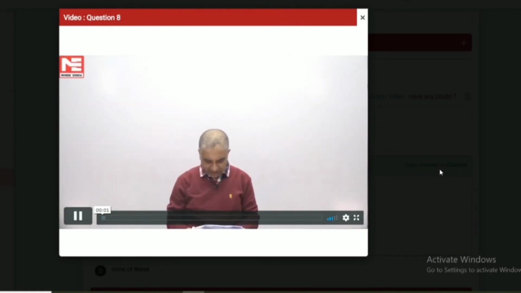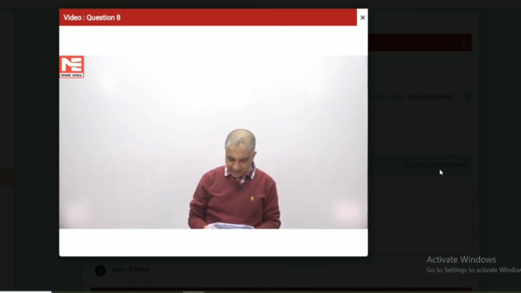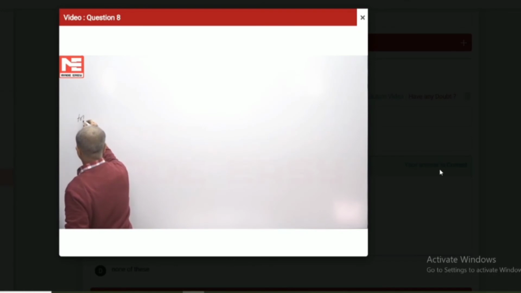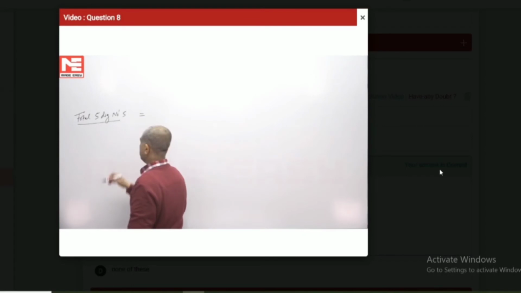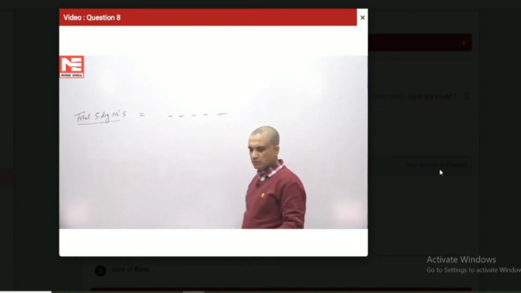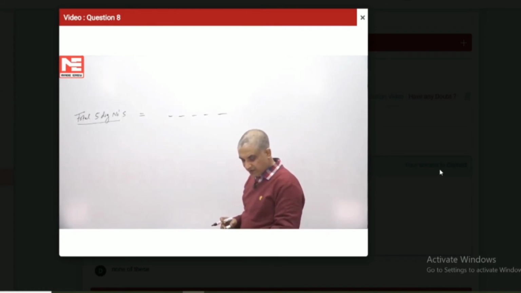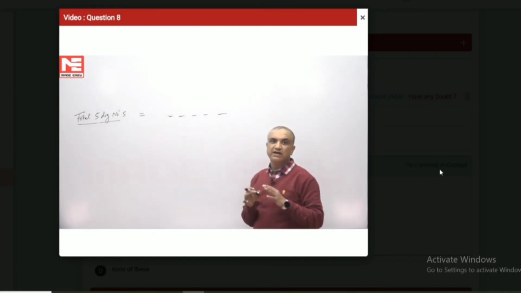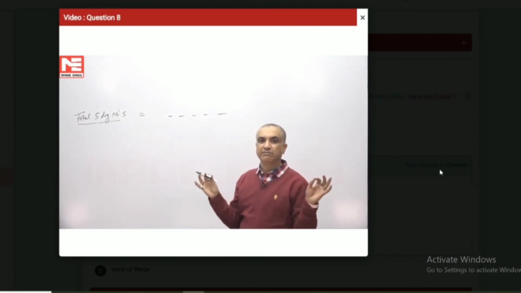The number of 5-digit numbers having at least one of their digits repeated. So first of all, let's find out the total number of 5-digit numbers. Total 5-digit numbers will be equal to, this is 1 2 3 4 5 places. I'm saying total numbers, with repetition allowed, right? Total 5-digit numbers in the world.